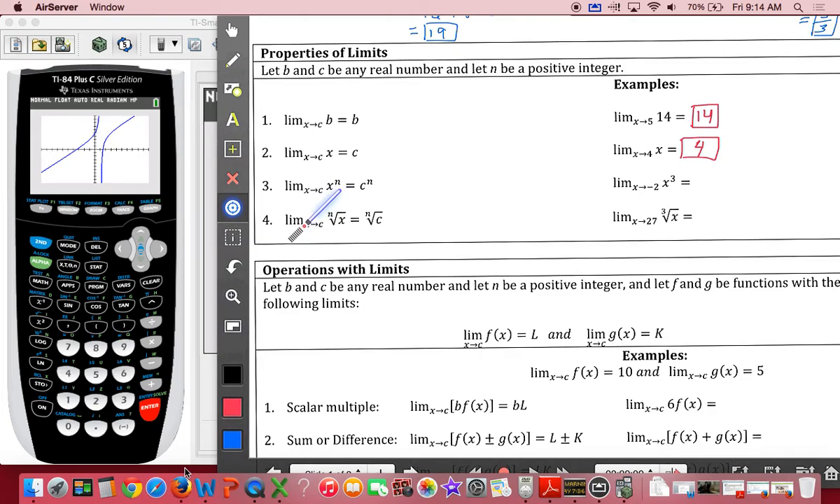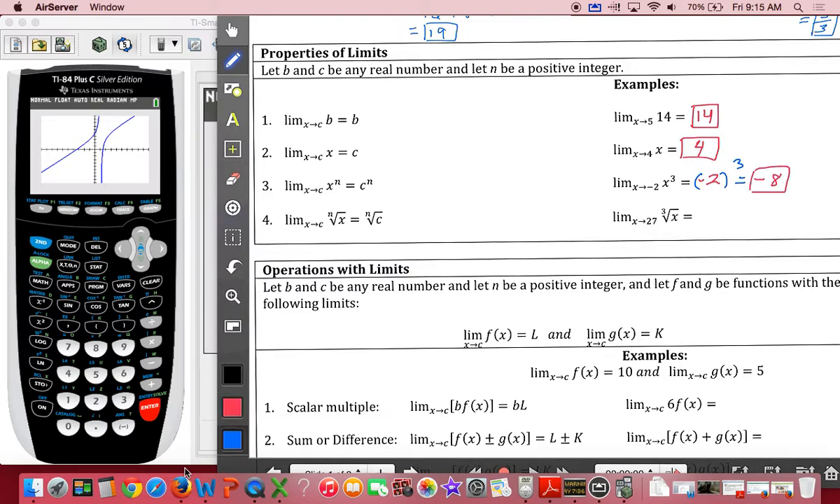Works the same with powers, and again, I'm just using direct substitution. I'm replacing x with the number that we're approaching, so we get, in this case, c to the n. So in a real number situation, I'm going to replace that x with -2. So I have x cubed, and I'm doing direct substitution in, and I'm cubing that -2. So what value do I get? Yep, so I get a value of -8.